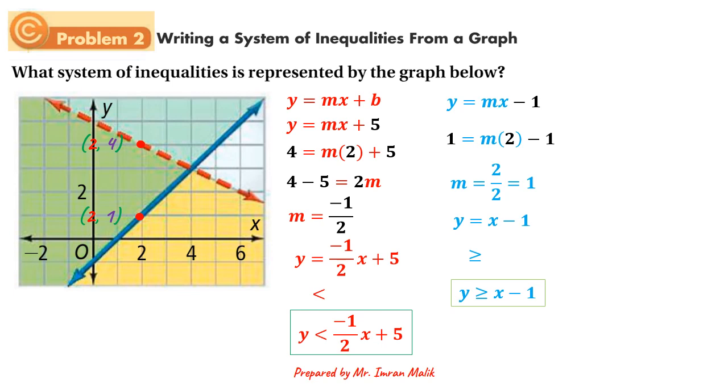So we conclude our question by saying that the system of inequalities for this graph is y is less than negative half x plus 5 and y is more than or equal to x minus 1.